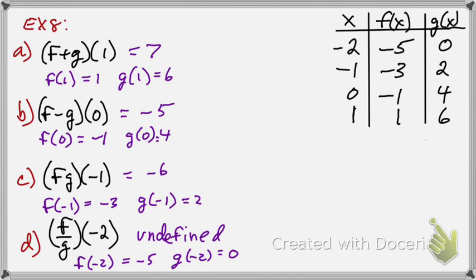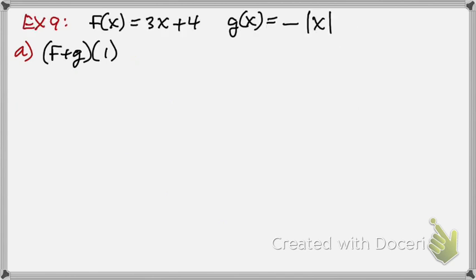Okay. How else could they ask this? Just by giving you two functions and saying, add them together, evaluate at 1. Or could we do it a different way? Now see, this right here, we already did something like this. Could you do it a different way? Well, yeah, you could evaluate first if you wanted to, couldn't you?